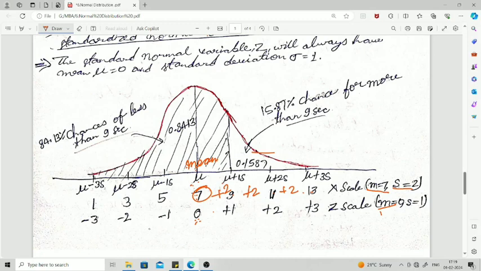If you go to the left, the mean is 0 in the case of Z and the standard deviation is 1, so it will be -1, -2 and -3. It means -1 in Z is equivalent to 5, and -2 in Z is equivalent to 3 for this distribution.